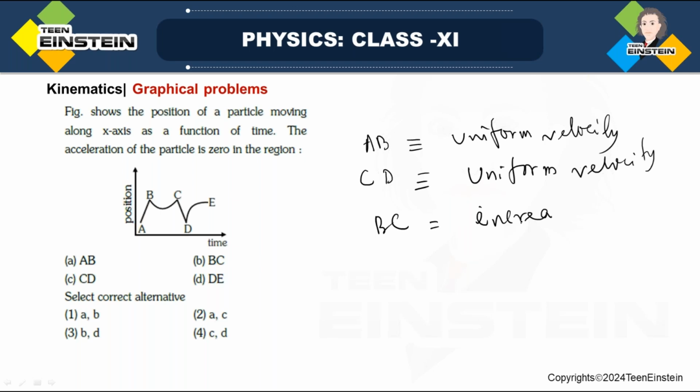Okay, in the non-linear region there is acceleration actually. So BC and DE: in case of DE, acceleration decreases, and in case of BC, acceleration increases. So the regions AB and CD are actually having no acceleration. Okay, so AC is the answer. So option 2 will be the correct answer for this question.